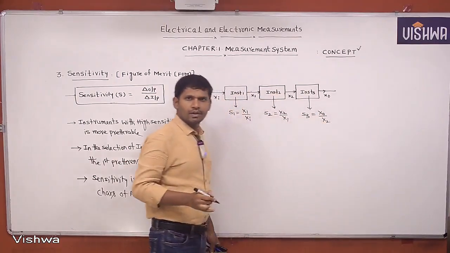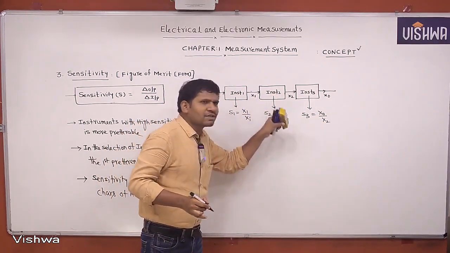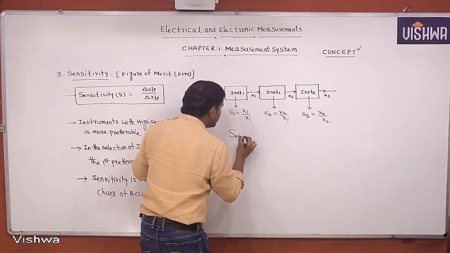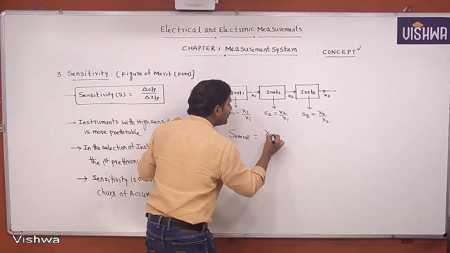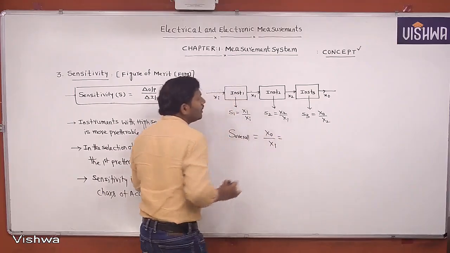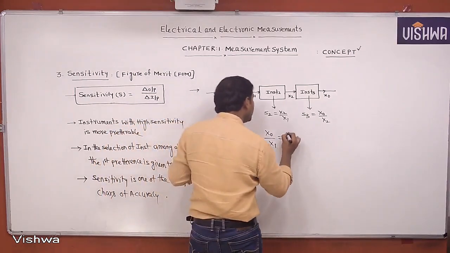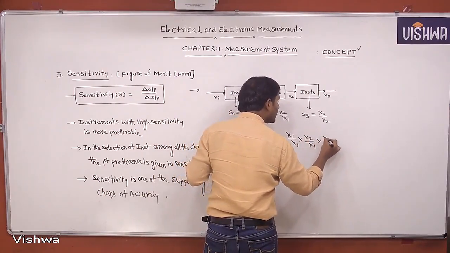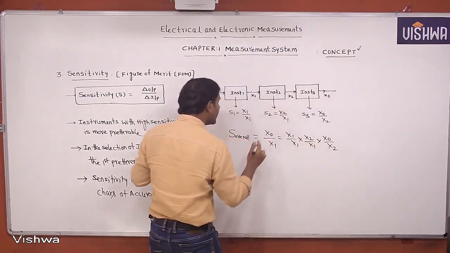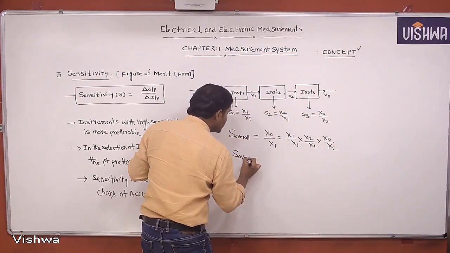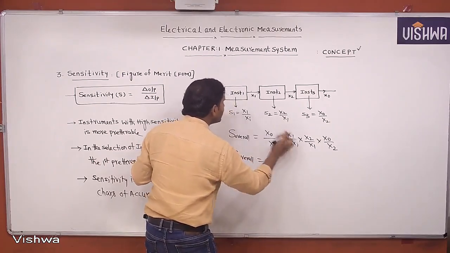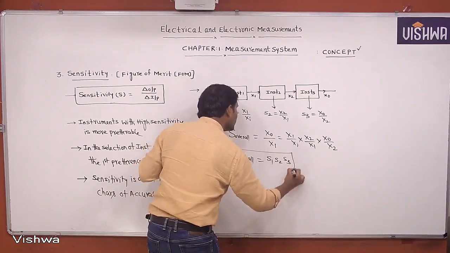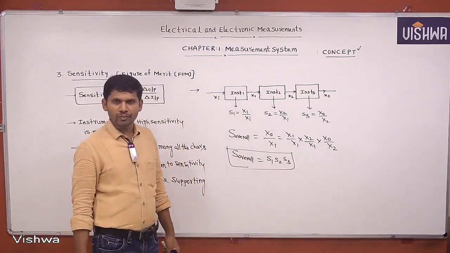It's correct. But I want to define the overall system sensitivity. The overall system sensitivity S is X0 by Xi. How do we write this X0 by Xi? It is X1 by Xi into X2 by X1 into X0 by X2. You simplify this, and you get the same. Then the overall sensitivity is S1, S2, S3, that is, the product of the individual sensitivities. That point you also remember.